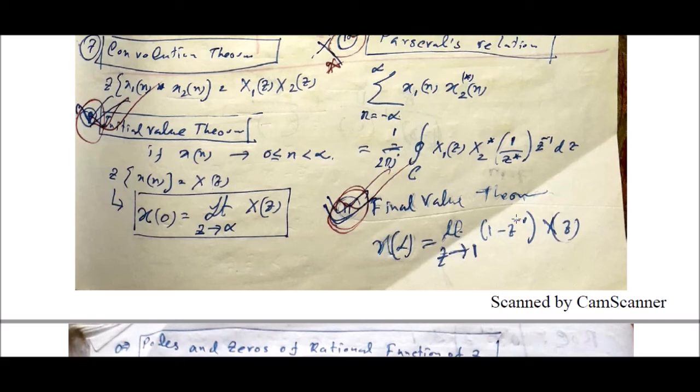So remember these initial value and final value theorems, which will have to be used for the short numerical problems. And remember another very important property, which is the convolution property. Convolution in the time domain becomes multiplication in the z domain. That's why all the calculations in the z domain will be much easier as compared to the time domain calculations.